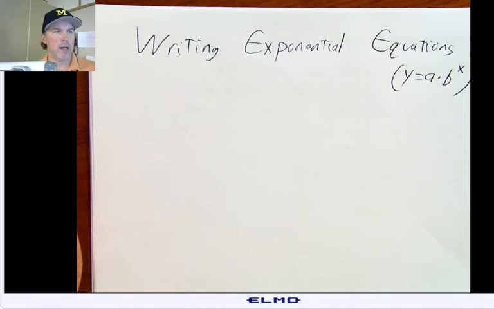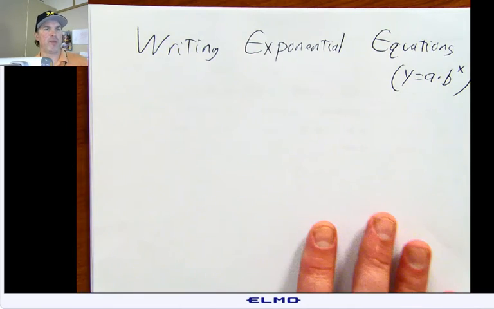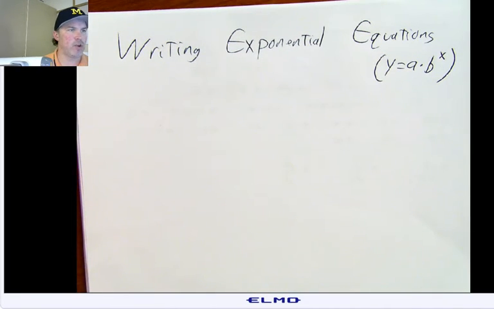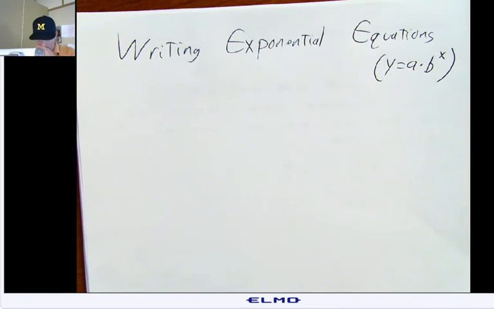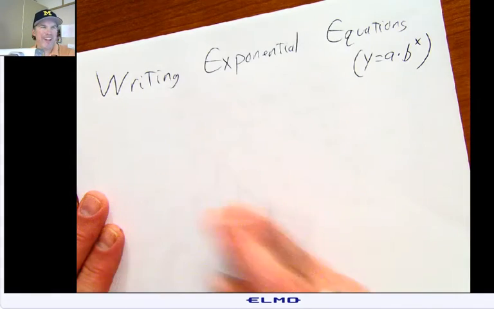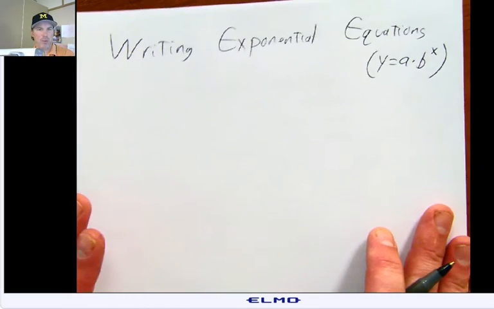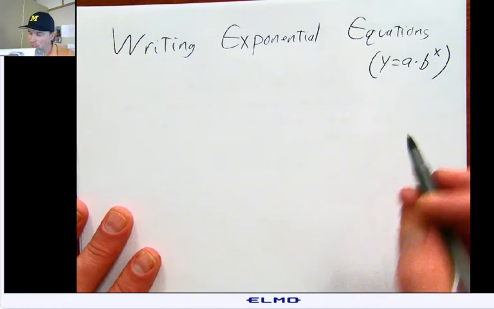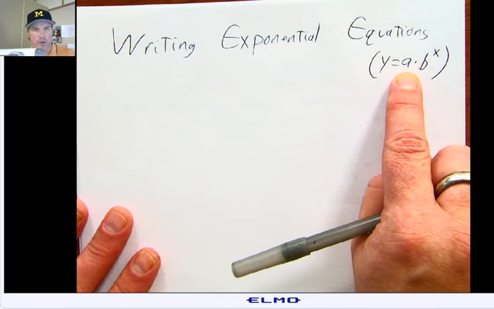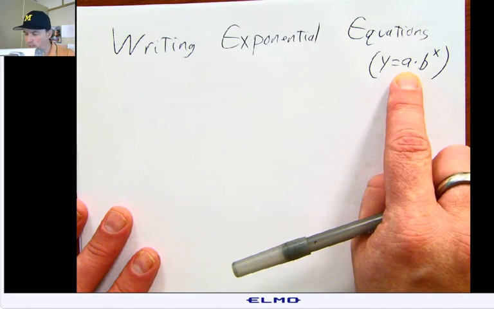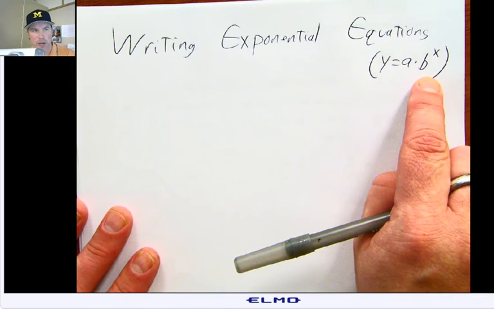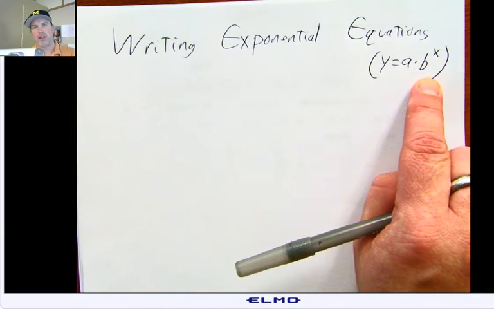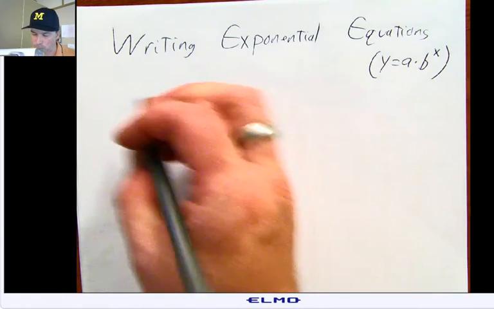This is part one of a two-part lesson. In this one we're going to be writing exponential equations of the form y equals a times b to the x. Now, you might remember we've actually done this already, but when we did this previously, they always gave us the initial number a, and they also gave us the common ratio b, or they gave us something that we could common sense the common ratio.